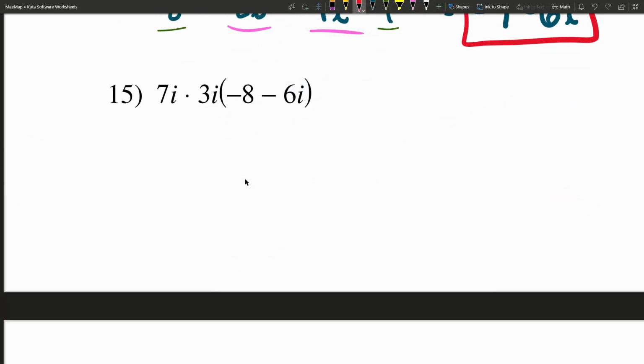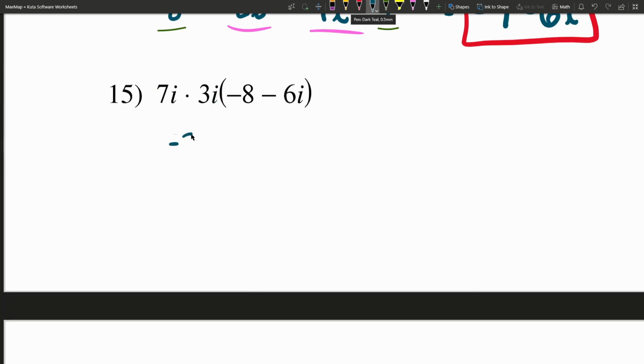Continuing on to number 15, we have 7i times 3i times the quantity, or this complex number, negative 8 minus 6i. What we want to do is simplify this down. And we can combine this multiplication outside of the parentheses at the start. So if I have 7i times 3i, that's going to be 21i squared. And 21i squared is 21 times negative 1. So this 7i times 3i results in a negative 21.